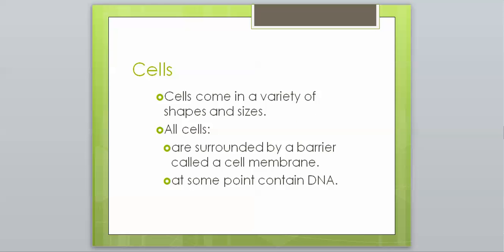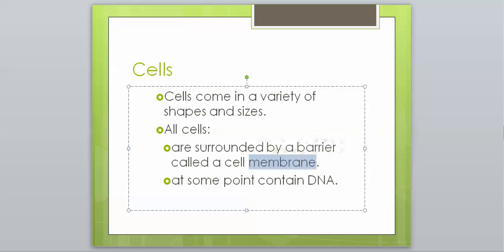So cells in general, after we discovered them, and as we've advanced our technology, we found out a lot more about them. We found out that they come in a variety of shapes and sizes, and we've also discovered that they're surrounded by a barrier called the cell membrane. We talked about that in our introduction activity. So the cell membrane, every single cell will have one of those.